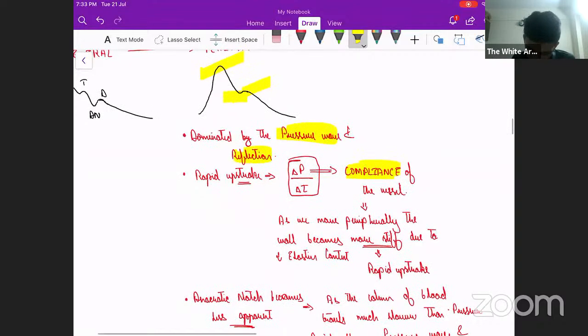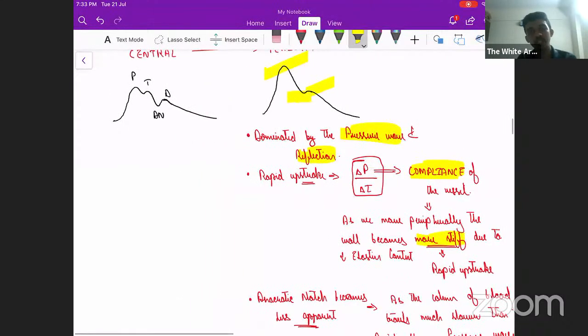As we move more peripherally, the walls become more and more stiff because of the increased peripheral resistance. So what happens in carotids? In carotids, it has enough elastin content, so it will expand and contract. It will expand and relax very nicely. So change in pressure divided by change in time will be good. So the compliance will be good. So you will find a nice smooth wave, a nice smooth percussion wave.